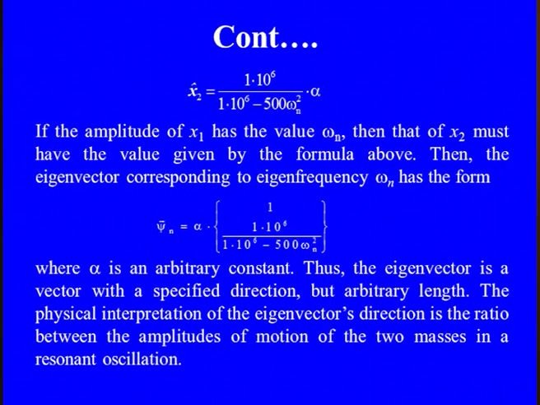If the amplitude x1 has the value omega n, then x2 must have the value 1 into 10 to the power 6 divided by this numerical digit. So we have the eigenvector corresponding to the first natural frequency omega 1 in these terms, where alpha is simply a constant. An eigenvector is a vector in a specified direction, in phase or out of phase. We can figure out the ratio x2 by x1, which is represented with the variation of alpha 1.